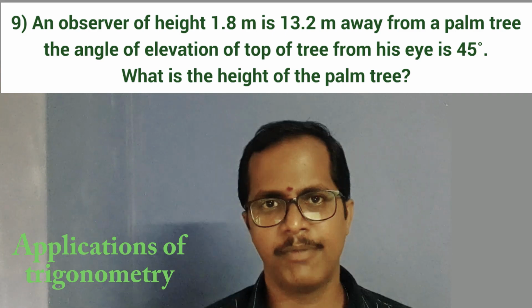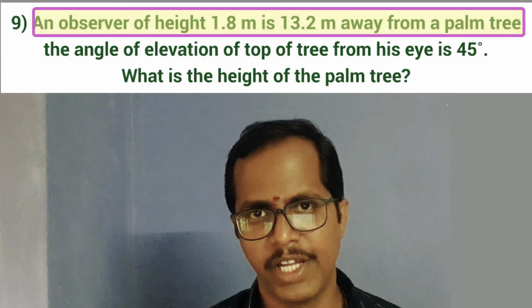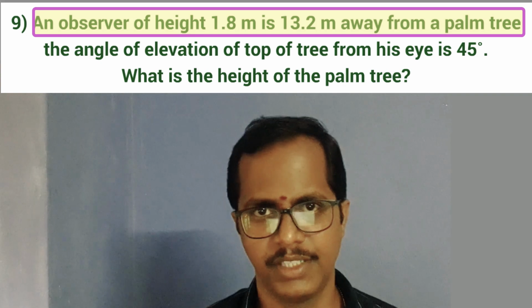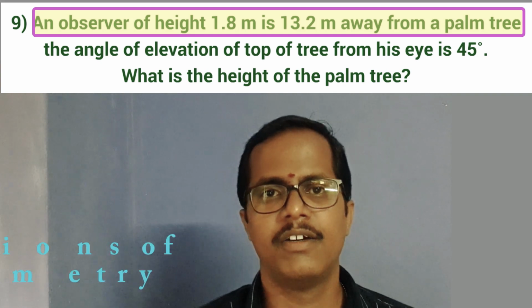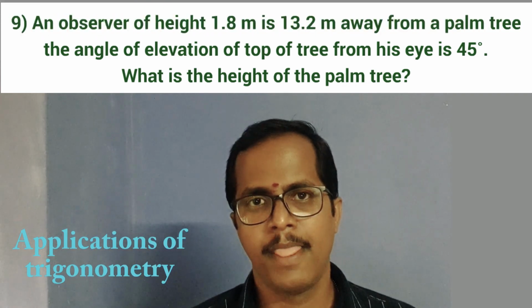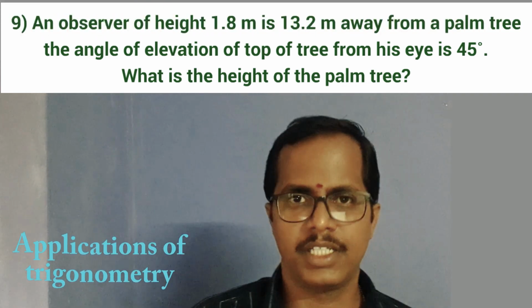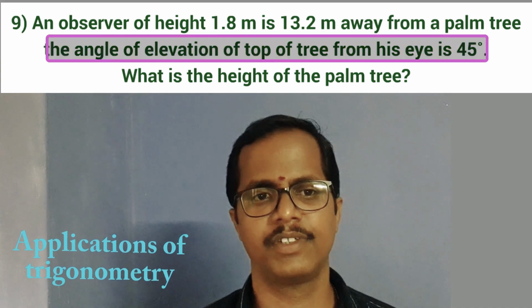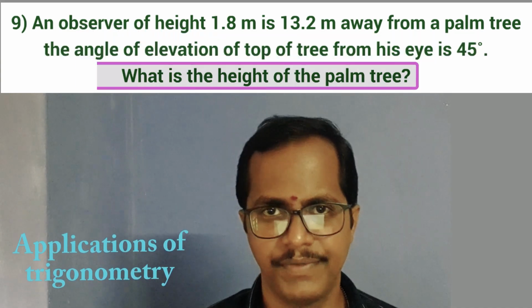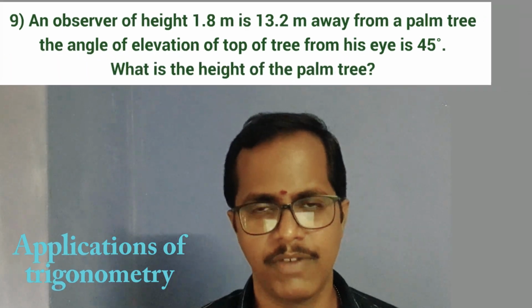So here the observer is at a distance of 13.2 meters away from a palm tree. The height of the observer is also given, that it is 1.8 meters. And he is observing the top of the tree with an angle of elevation of 45 degrees. Now we need to find the height of the tree. Let us visualize this problem first.